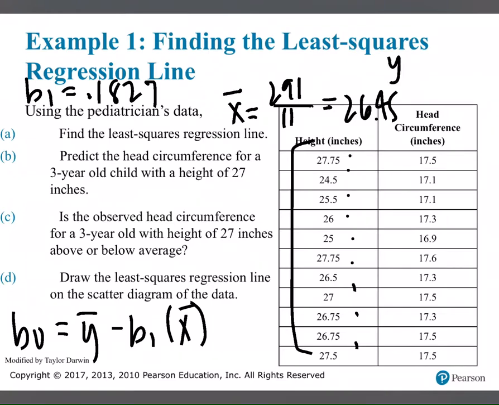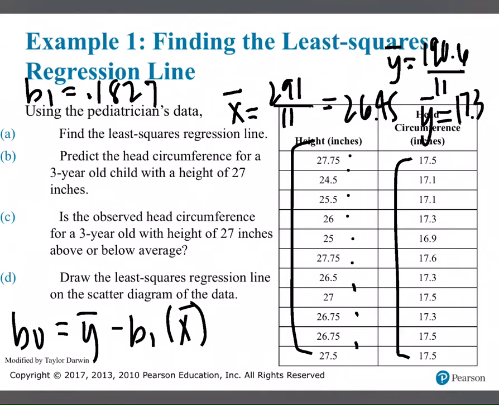To find y bar, we're going to add up all those y values, and you'll get 190.6 and divide by 11, since there are 11 circumferences we're looking at. When I simplify, y bar should be 17.3273. I only have enough room for 2 decimal places. And so what we're going to do next is plug everything in.